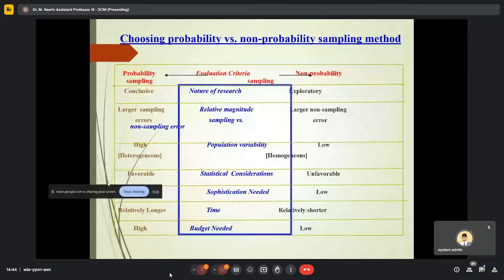So all these things have some favorableness, some unfavorableness. It may be high or low. It has a small number of errors or a large number of errors. It is exploratory or it is conclusive. So whatever it is, it is purely based on the choice of your topic. You are going to obtain the sample.